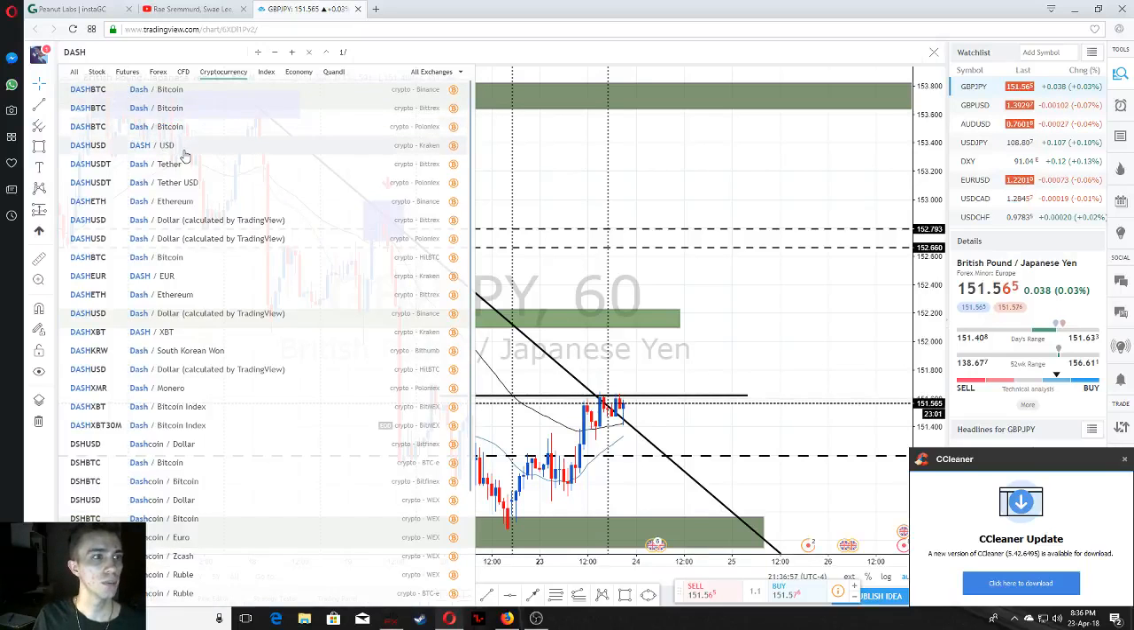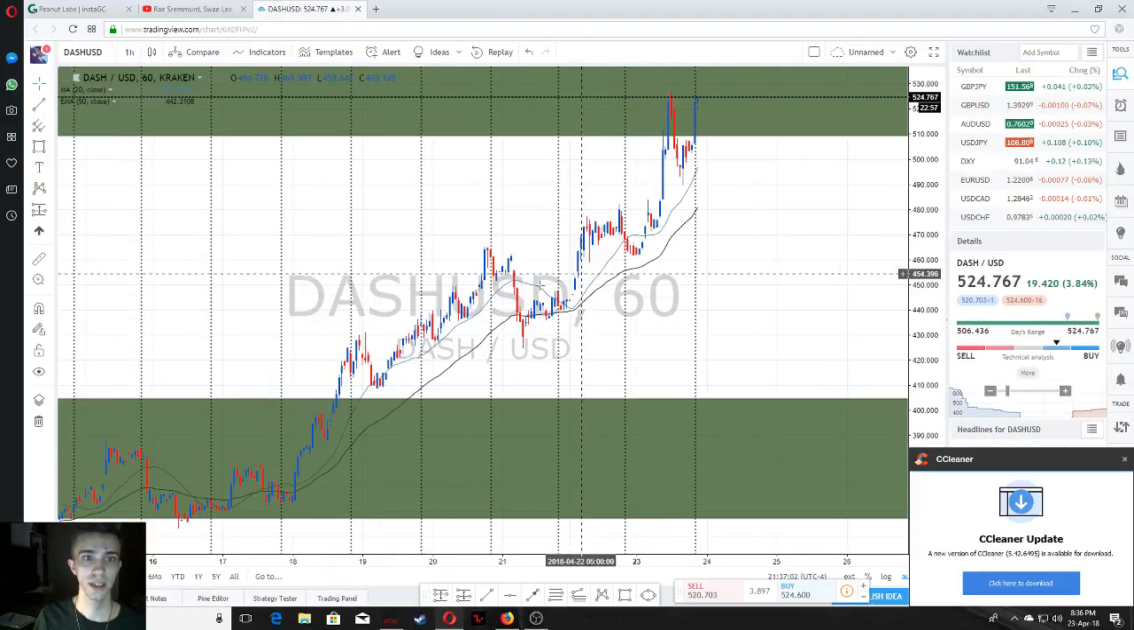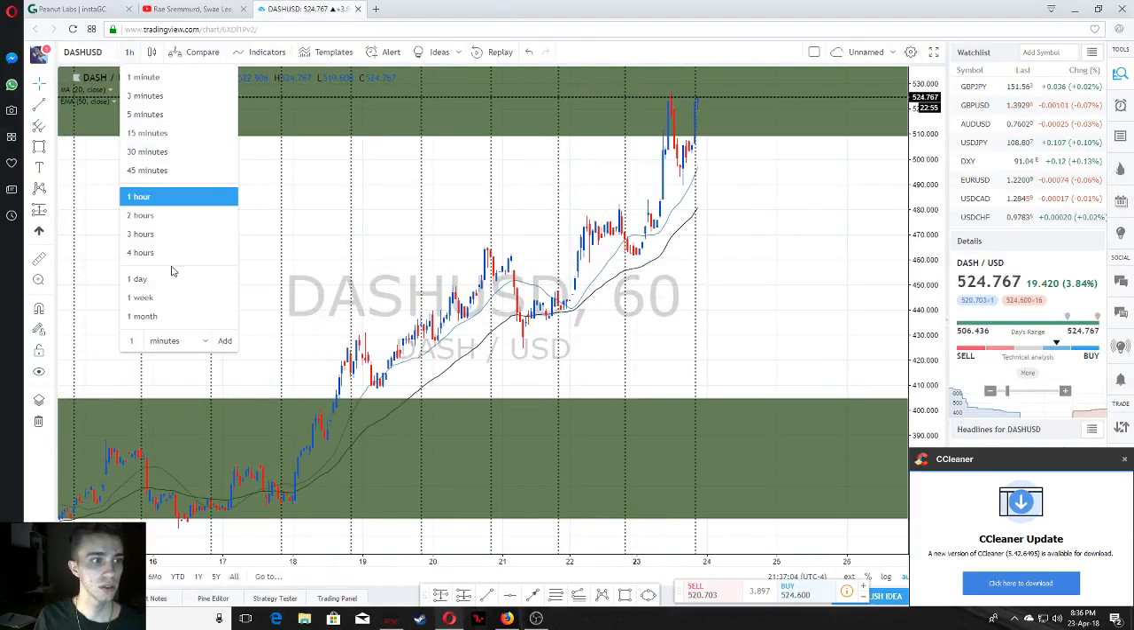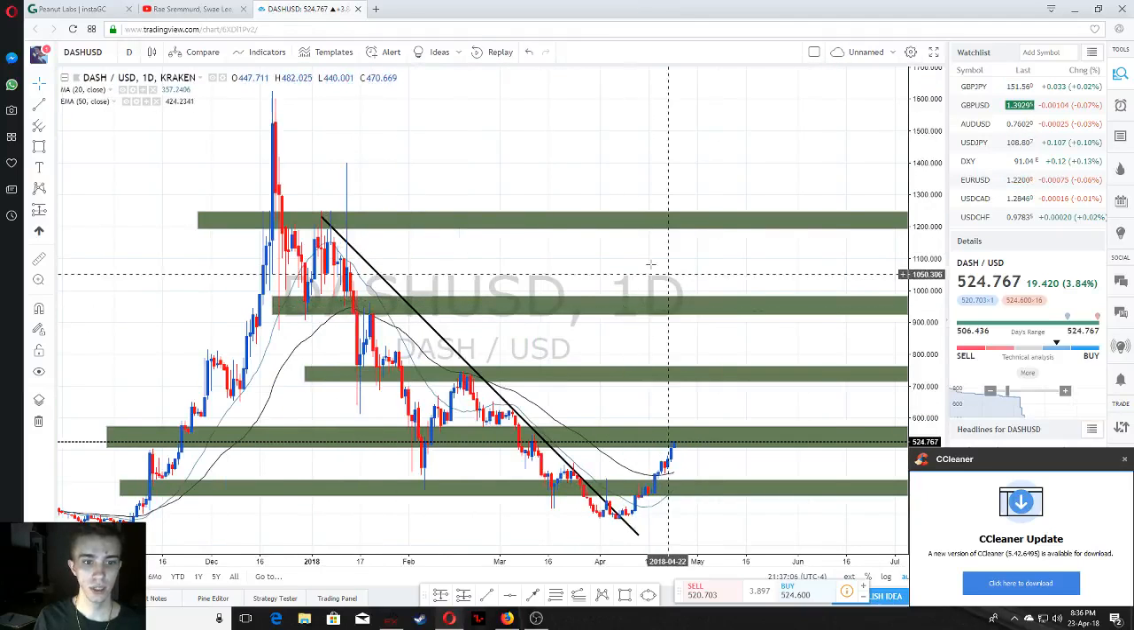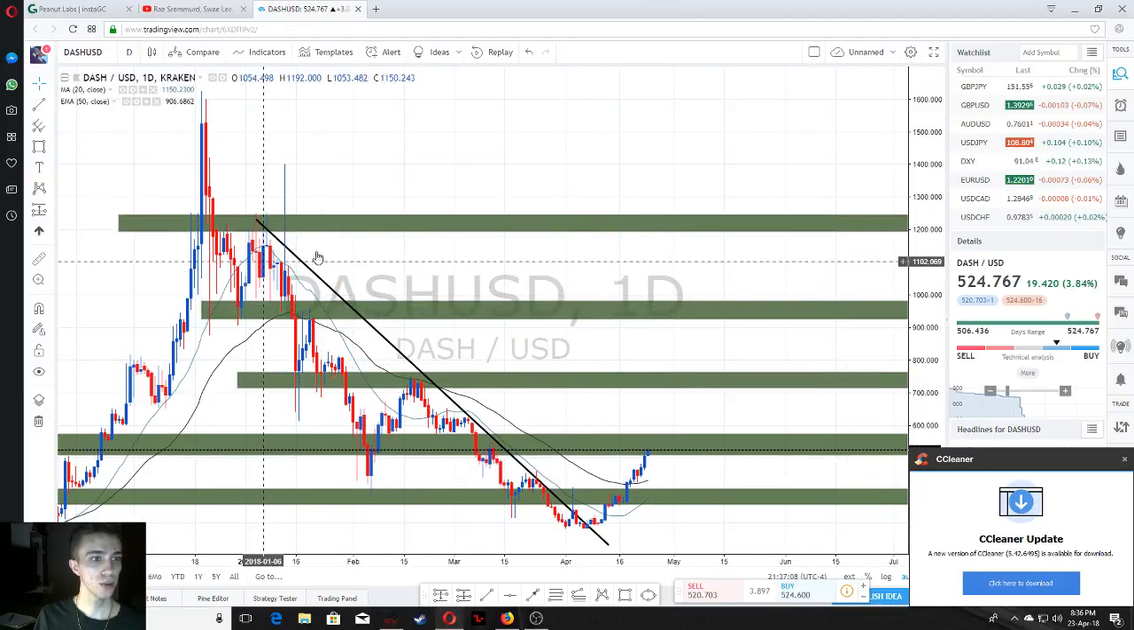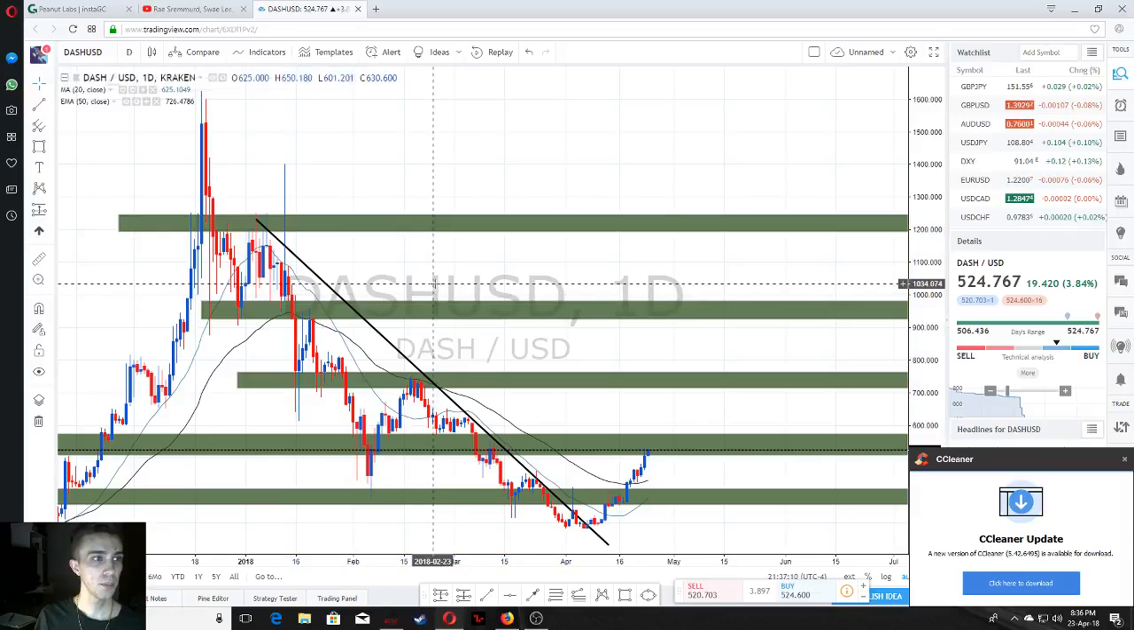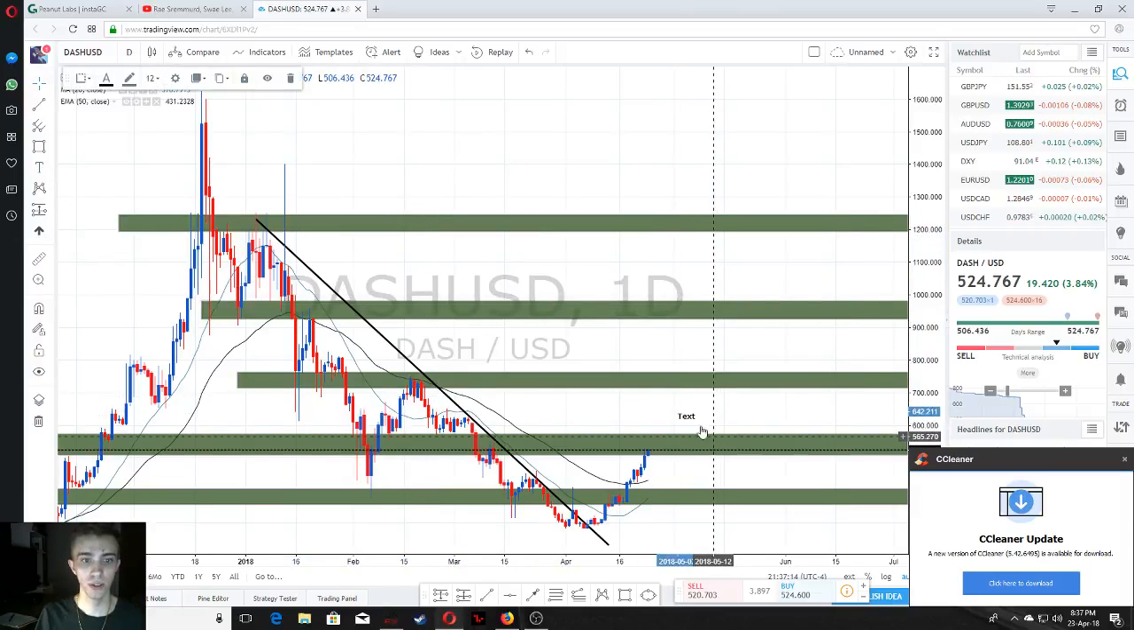So I forgot what chart was low. I think it was this one. Okay, yes, I think it was. Yes, okay. So I will post the screenshot. Let me type text real quick. I'll put it right here in the middle of the zones.